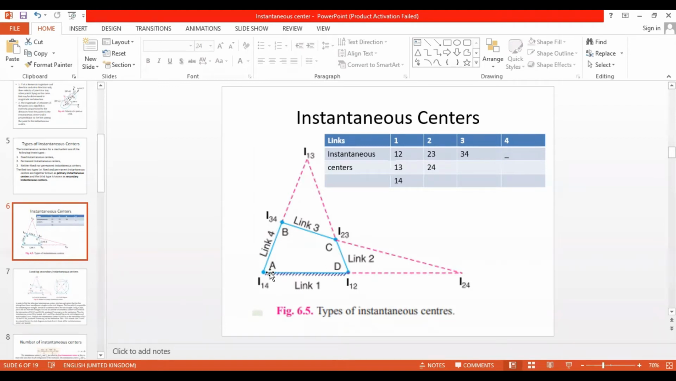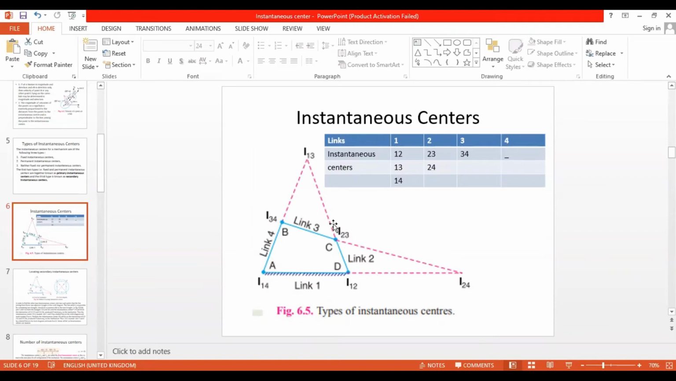Among these, I14 and I12 are known as fixed instantaneous centers, because this link is a fixed link. You see this mark here, which is used to denote the fixed link. So this is a fixed point, therefore this is a fixed link. The instantaneous centers located on that link we call fixed instantaneous centers. So I14 and I12 are fixed instantaneous centers.